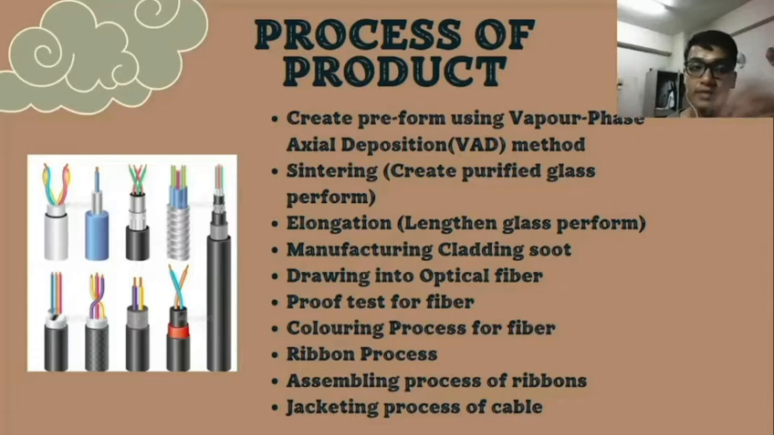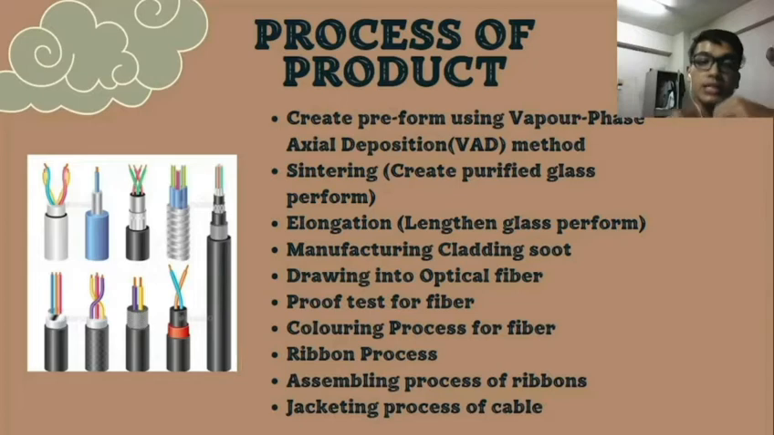For the next step is sintering, which is known as the process to create purified glass preform. This is to make the preform become transparent, allowing a high temperature reaction in the electric furnace, and hence impurities are removed and purified glass preform is manufactured in this process.